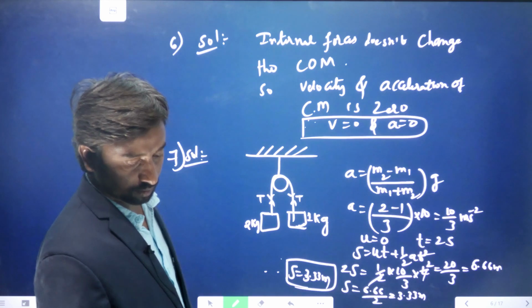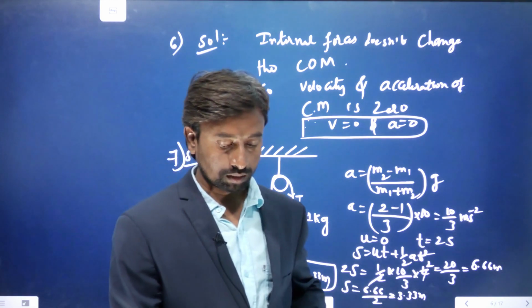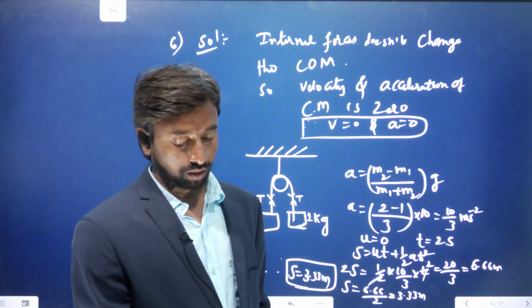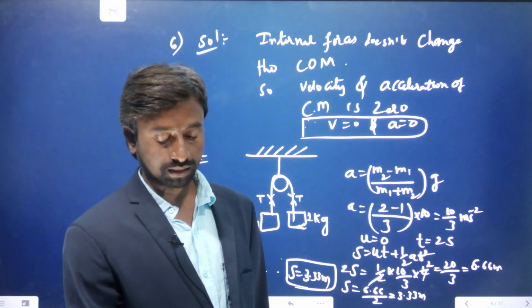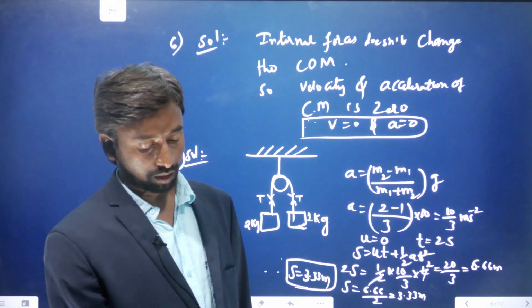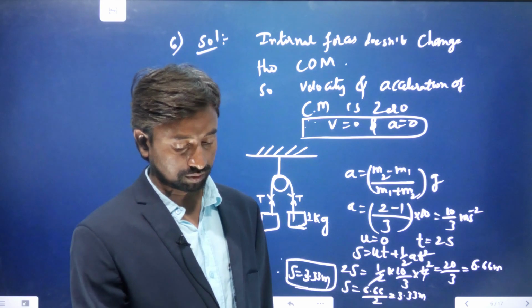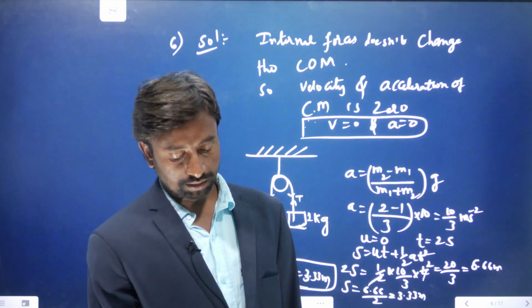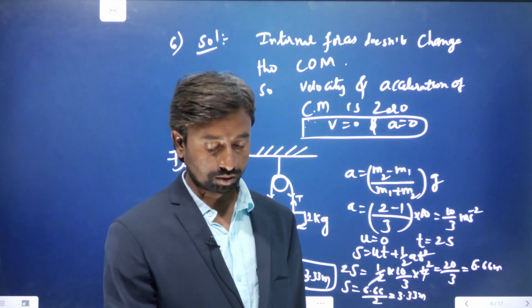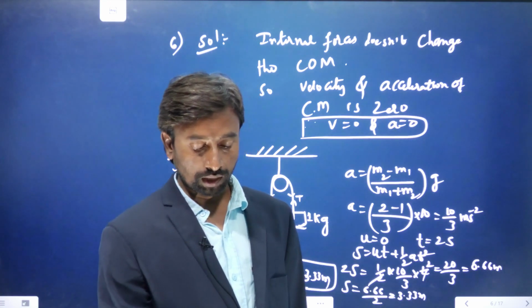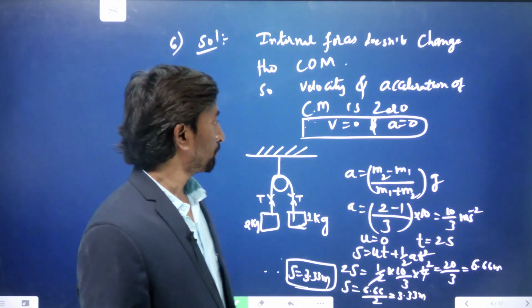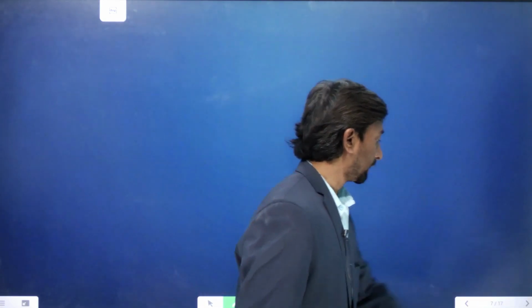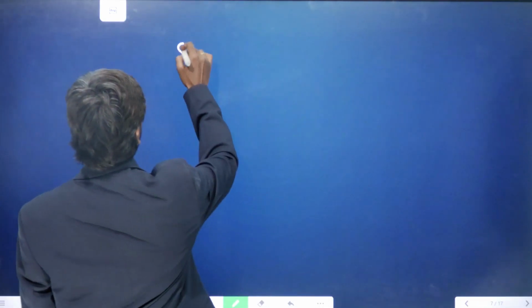Eighth one, next. A block of mass capital M is on top of a bigger block of mass 10 capital M, as shown in the figure. All the surfaces are frictionless. The system is released from rest. Find the distance moved by the bigger block at the instant the smaller block reaches the ground. The diagram is given like this in the 8th problem.